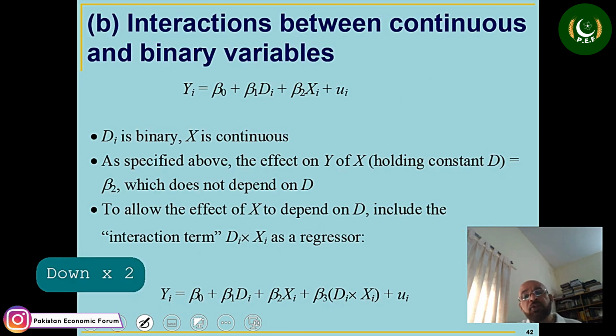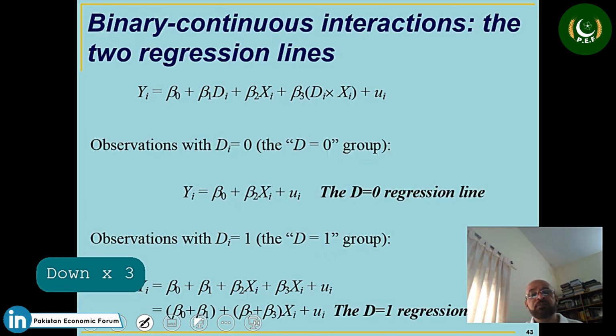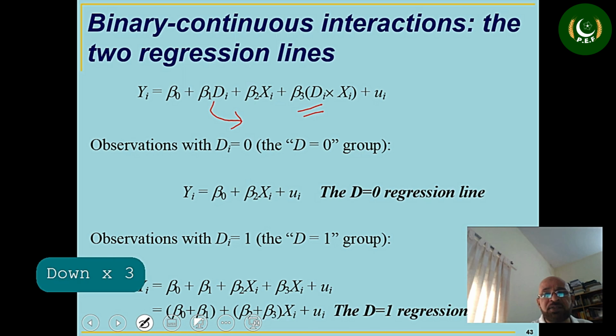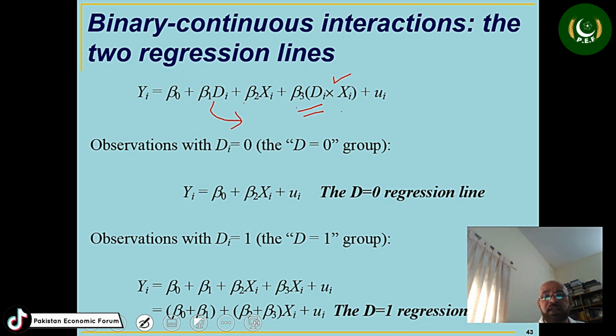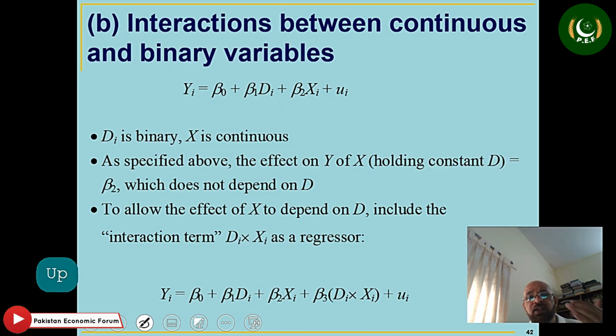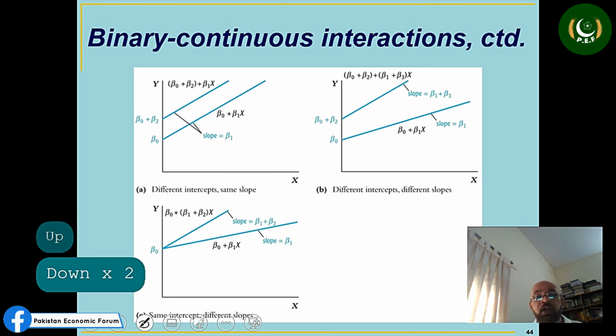If you have one continuous and one dummy variable, what will happen? When D is 0, that is low student-teacher ratio, percentage English learners, this will be 0. So when you will have D1, it will be beta 2 plus beta 3x. So your slope will be beta 2 plus beta 3x. So in this case, intercept will remain same, but slopes will be different. In the previous case, intercepts will be different. So that's how we discuss.